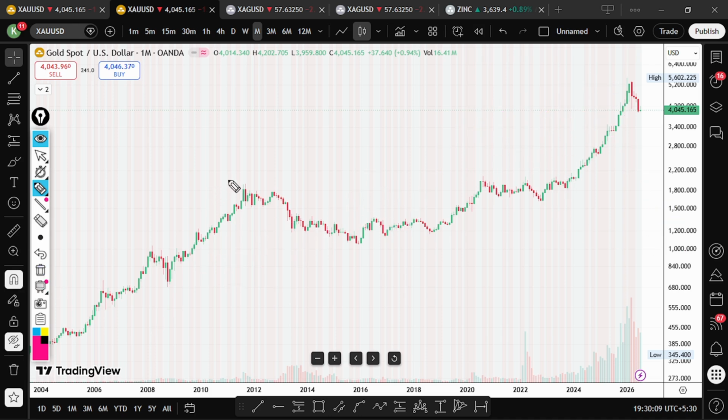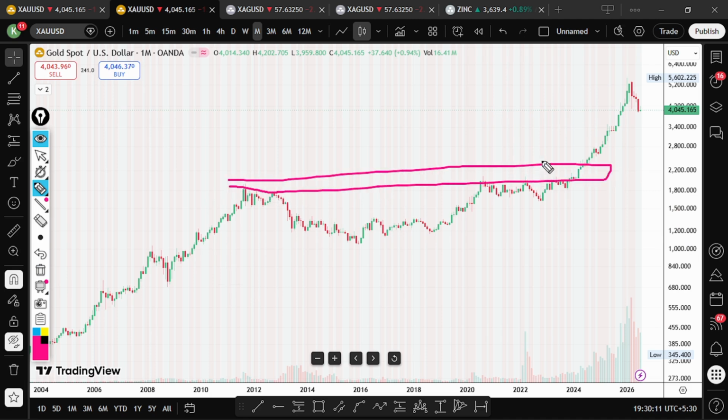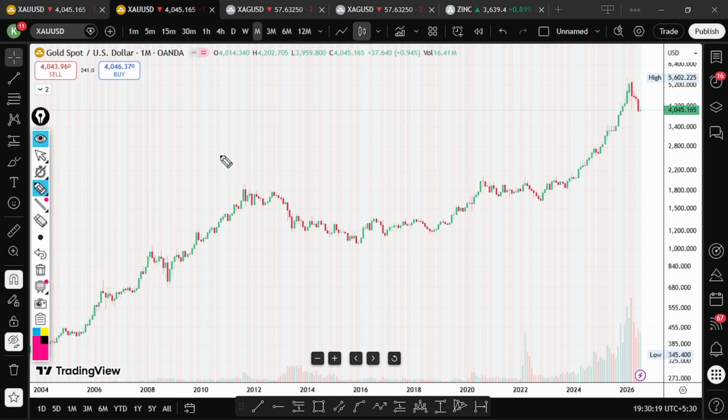As you can see, this was the horizontal resistance, it broke it, waited, went up, and is coming down for a correction. So from the monthly time frame, what we have learned from the analysis is that on the monthly time frame the market is doing a healthy correction. Let's go to the weekly chart.